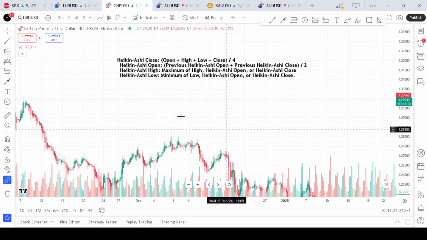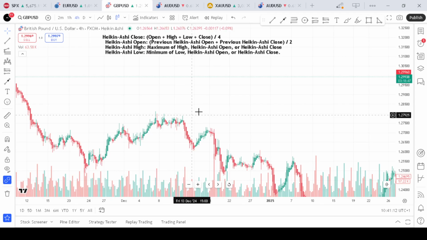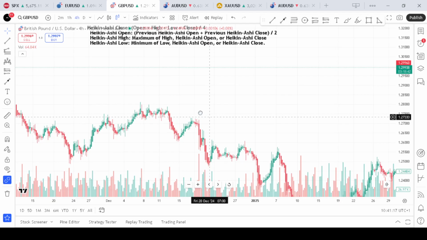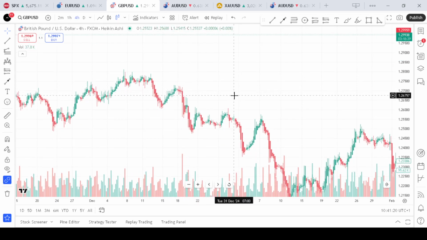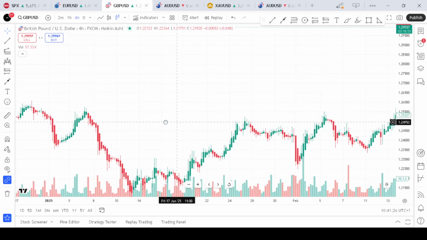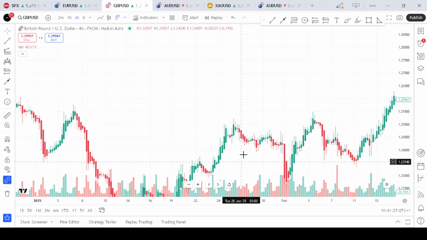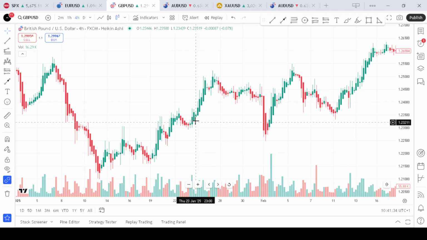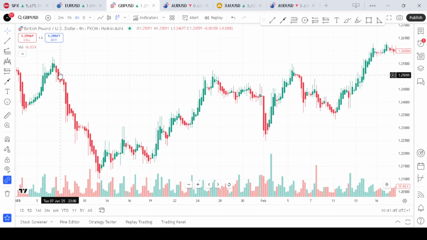So let's look at some key features of the Heiken Ashi. The Heiken Ashi charts are particularly useful for identifying strong trends and potential reversals. A series of green candles without lower shadows can indicate a strong uptrend. As we can see, this is a series of green candles without lower shadows. This indicates an uptrend. While if you see a series of red candles without upper shadows, this indicates a downtrend. This is basically what it's about.